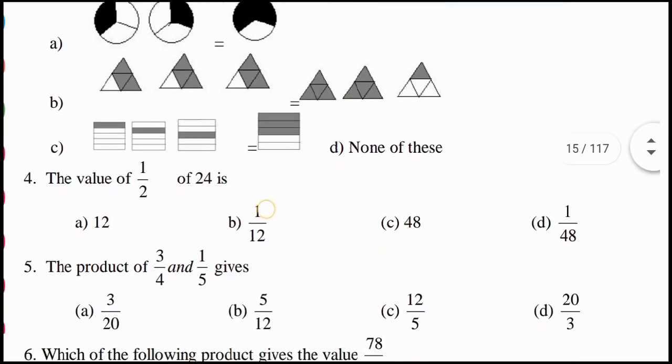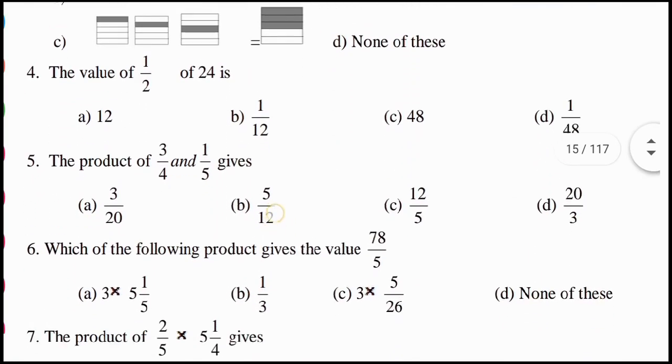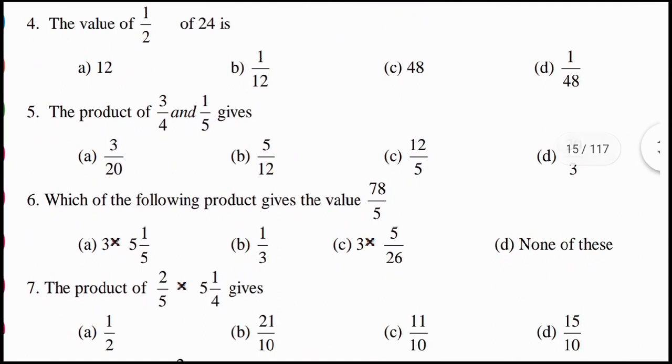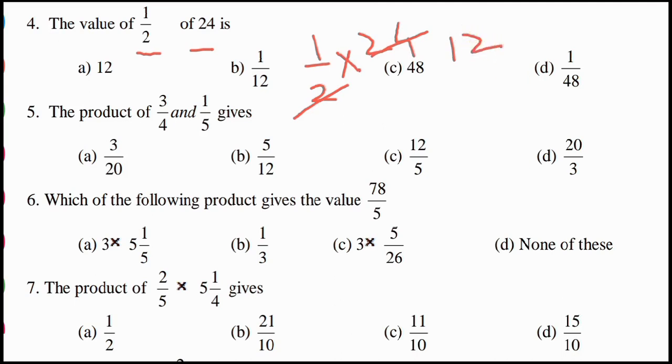Question number 4. The value of 1/2 of 24 is. So here we find 1/2 of number 24. So how to find it? Here you have to do multiplication of both. 1/2 multiplied by 24. 12 2s are 24 and here 12 1s are 12. So the answer is 12, and it is given in option A.